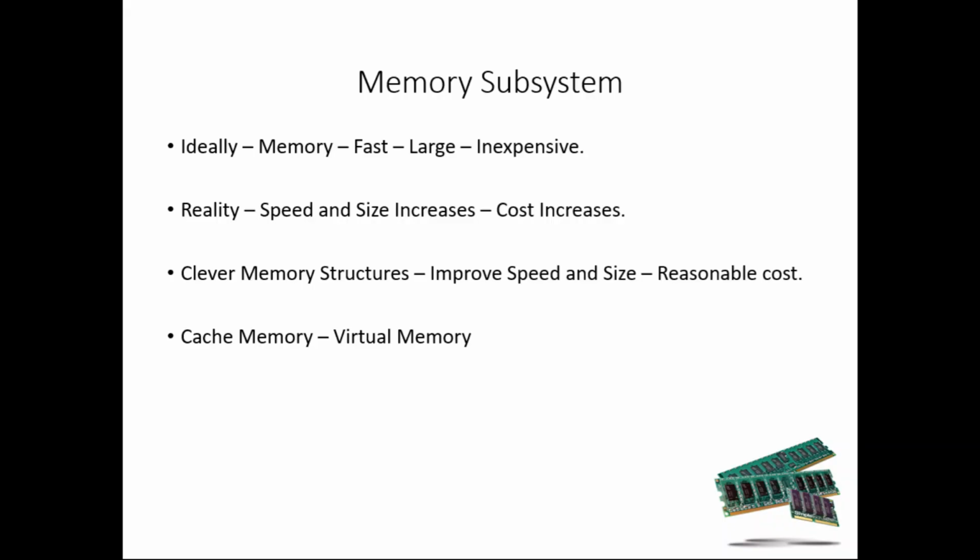There are two ways to do this. One is by using cache memory. The other is by using virtual memory. We'll be discussing cache memory and virtual memory at length in this chapter. But before that, we'll have a brief overview of the memory subsystem. Let us try to understand some basic concepts about memory.